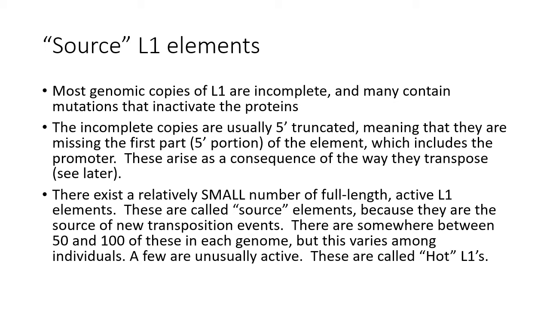There are, however, a small number, very small, of full-length active ones. These are called the source elements because they are the source of new transposition events. You have to have a full-length active L1 to move to a different location. And there's somewhere between 50 and 100 of these in each person's genome, but this varies. There are some very active ones that are called hot L1s. So even though a huge percentage of our genome is made up of L1-like sequences, the actual source of new transpositions, or possible sources of new transpositions, are relatively few. And it's very fortunate that they don't decide to transpose too often for us.